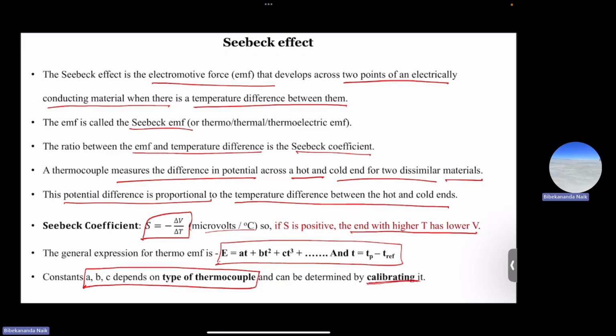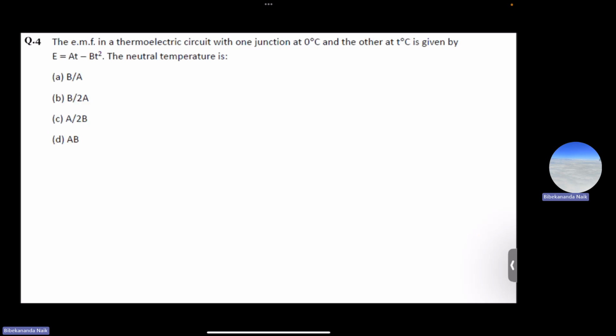So now let's solve a few problems related to the concepts of thermocouple and the Seebeck effect. The question says: the EMF in a thermoelectric circuit with one junction at 0 degree Celsius and another at T degree Celsius is given by E equals AT minus BT square. The neutral temperature is, option A, B by A, option B, B by 2A, option C, A by 2B, and option D, AB.